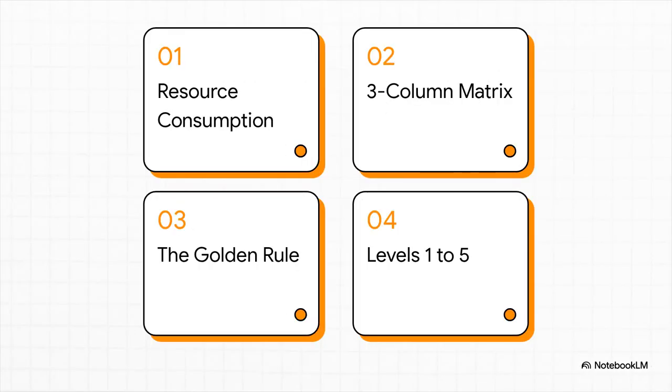Let's take a quick look at today's game plan. We'll start with resource consumption, map out our 3-column matrix, learn the ultimate golden rule, and then walk through the actual points you need for levels 1 through 5.